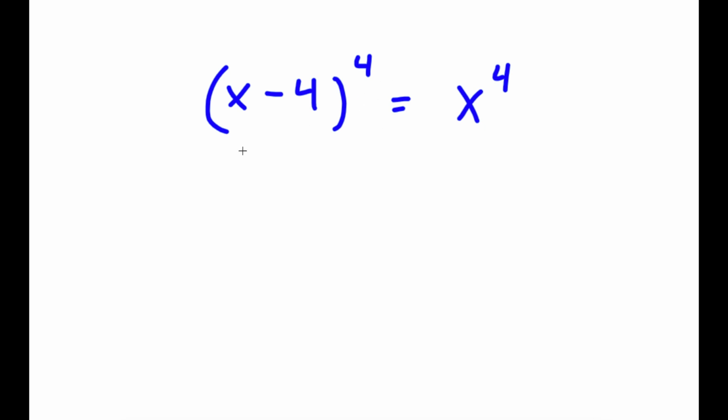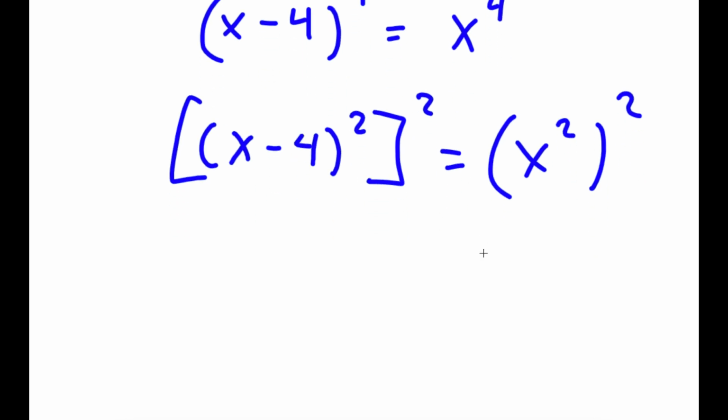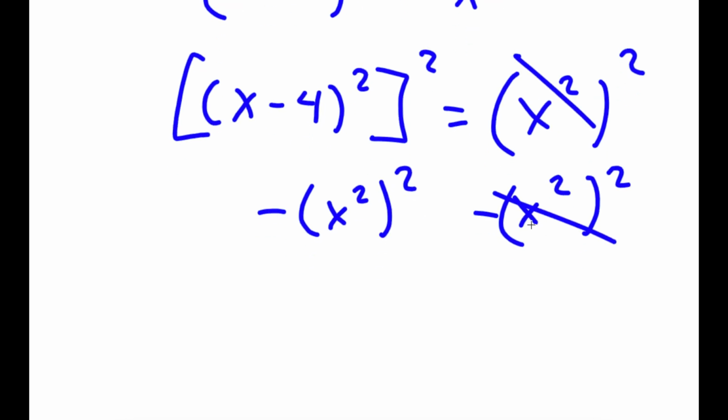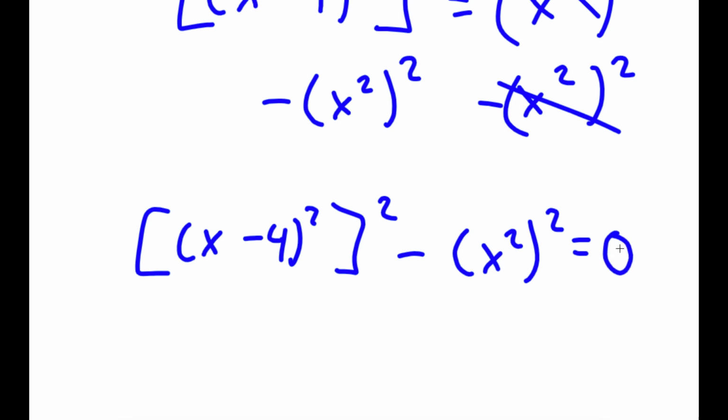Alright, so in this problem, I have (x minus 4) to the power 4 is equal to x to the power 4. So to start, I'm going to rewrite this as ((x minus 4) squared) to the power of 2 is equal to (x squared) to the power of 2. And now I'm going to subtract both sides by (x squared) to the power of 2. So then these two cancel out. And now I have ((x minus 4) squared) to the power of 2 minus (x squared) to the power of 2 is equal to 0.